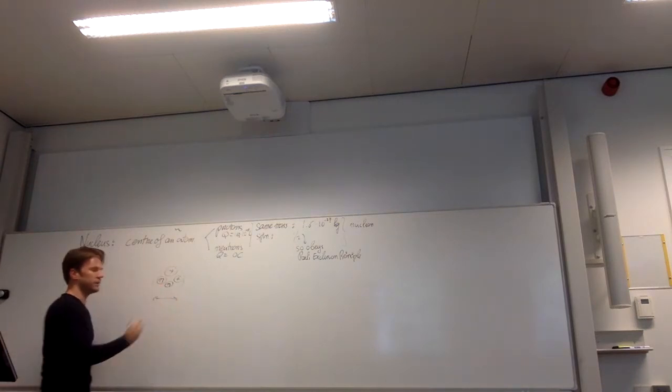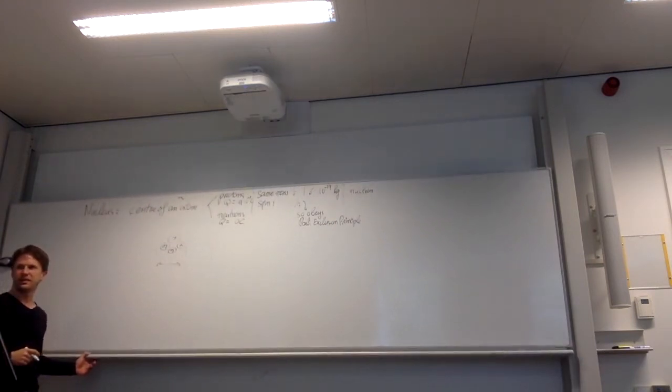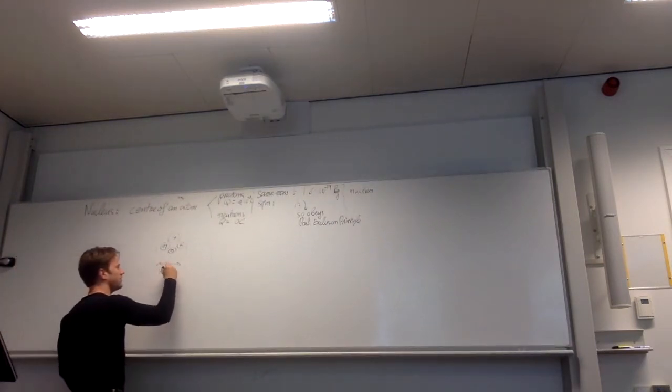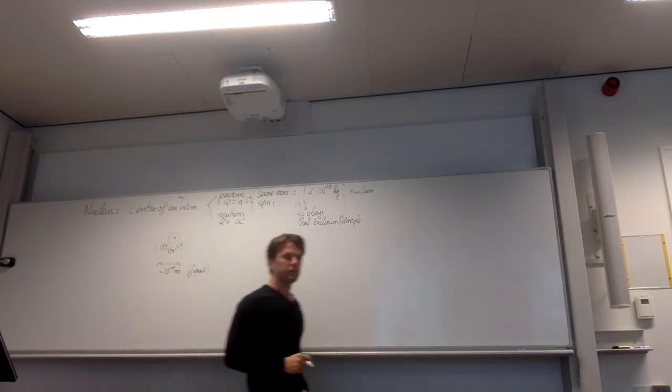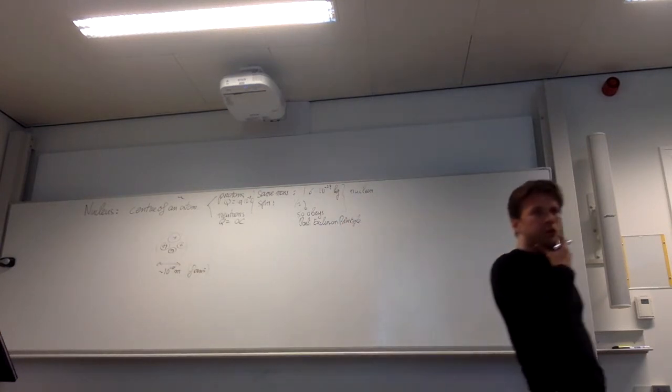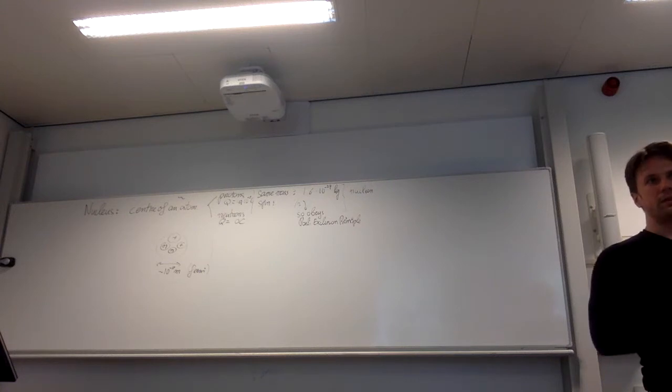What is the typical size of this? Again, a number that you either know or you don't. 10 to the minus 15 meters. Exactly. The order of magnitude is 10 to the minus 15 meters. We call this unit the Fermi, after the nuclear physicist. The strong nuclear force is that thing that binds the nucleons together to make a nucleus.